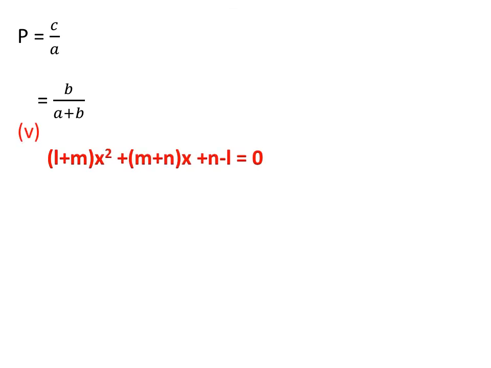In the next question, the equation is given as (l plus m) into x square plus (m plus n) into x plus n minus l equal to 0. In this equation, the value of a is l plus m, because l plus m is the coefficient of x square. The value of b is m plus n, because m plus n is the coefficient of x, and the value of c is n minus l.